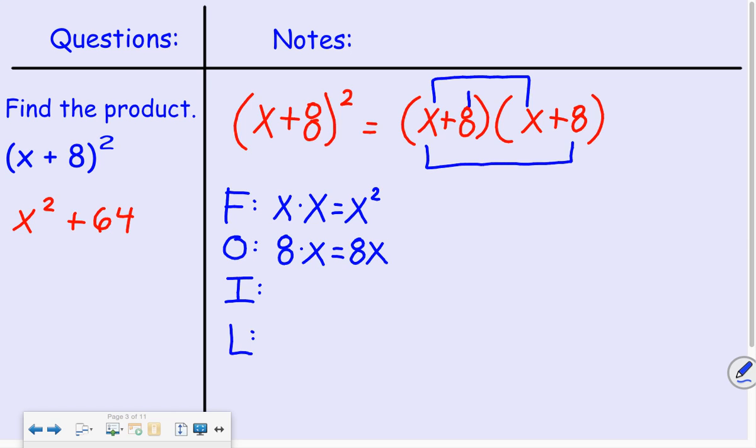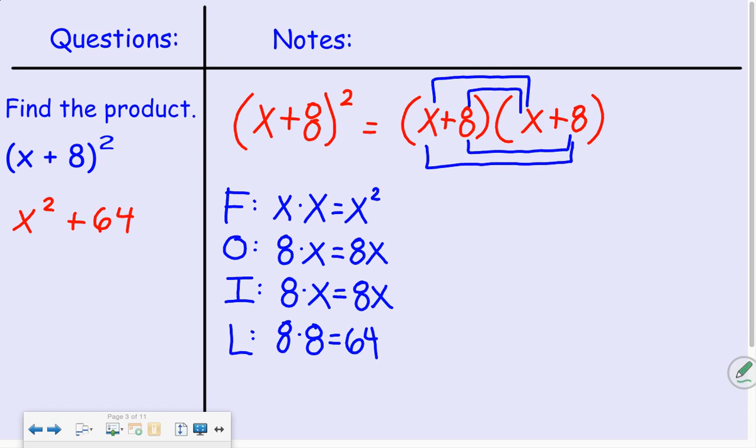My inners are 8 and x. And my lasts are the 8 and the 8. I can still combine the O and I in FOIL because they are like terms. And then I can write my answer: x squared plus 16x plus 64.